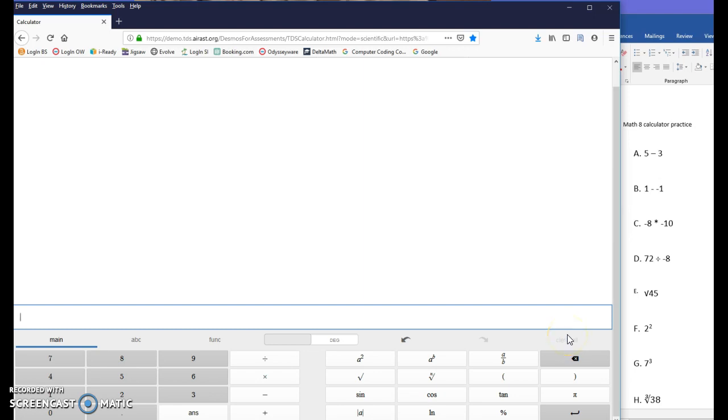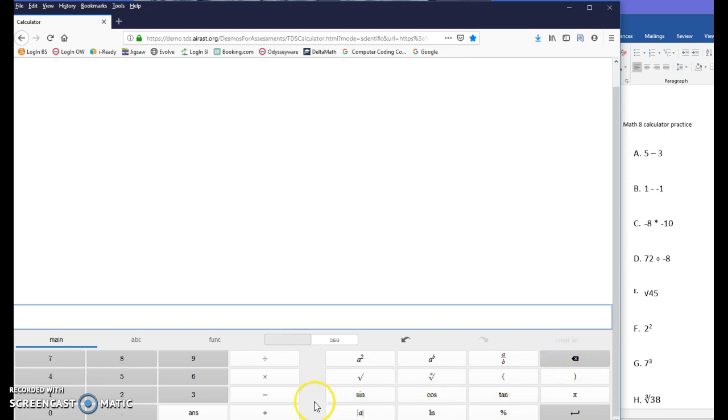If I want to do 1 minus negative 1, I type in 1 minus, and then I type in that minus sign again, and then I type in the 1, and it tells me that 1 take away negative 1 is equal to 2. There isn't a positive negative button like you see on some calculators. You just use that subtraction button for the negative sign and subtraction signs.